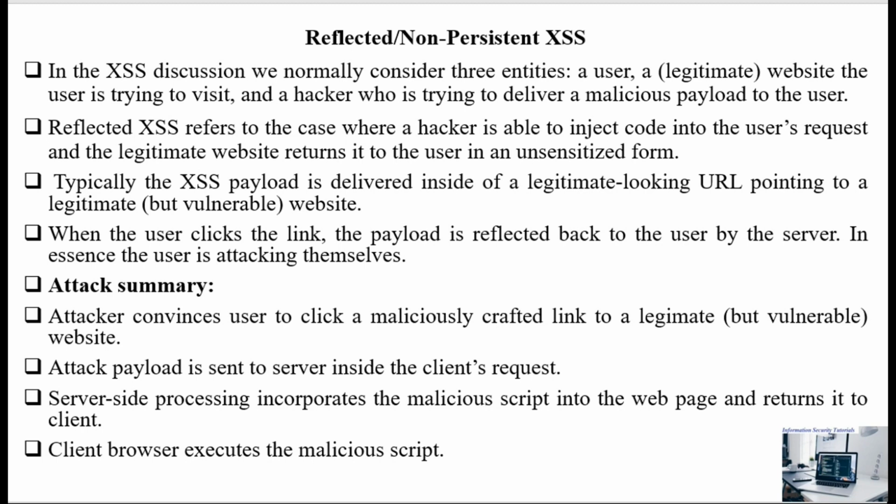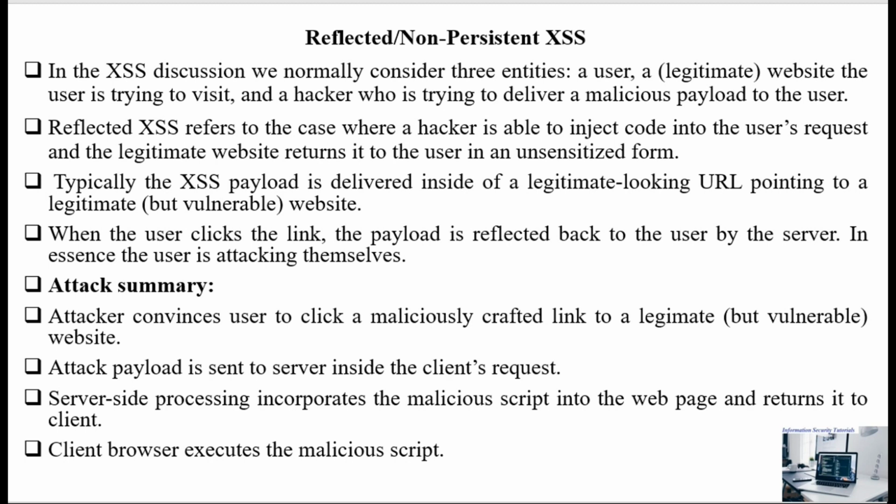Typically, the XSS payload is concealed within a seemingly genuine URL that directs to a legitimate website that is, however, vulnerable to such attacks. To summarize the attack: the attacker convinces a user to click a maliciously crafted link to a legitimate, but vulnerable, website. The attack payload is sent to the server inside the client's request. Server-side processing incorporates the malicious script into the web page and returns it to the client. The client browser executes the malicious script.